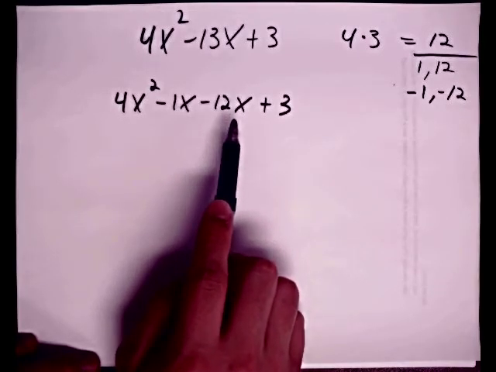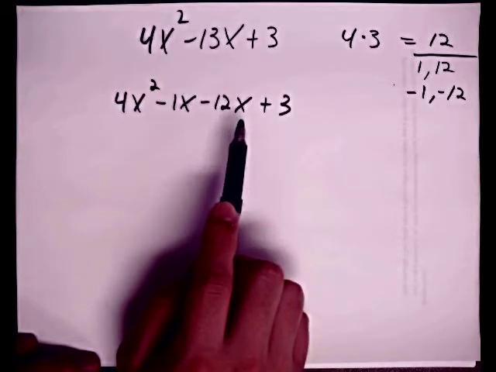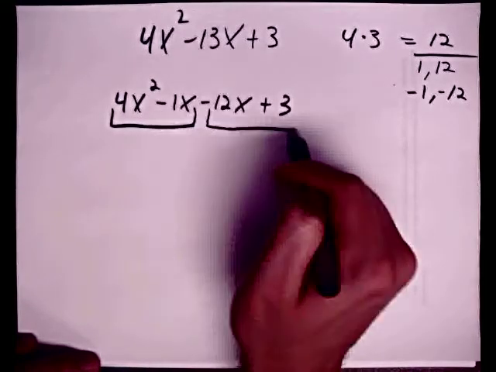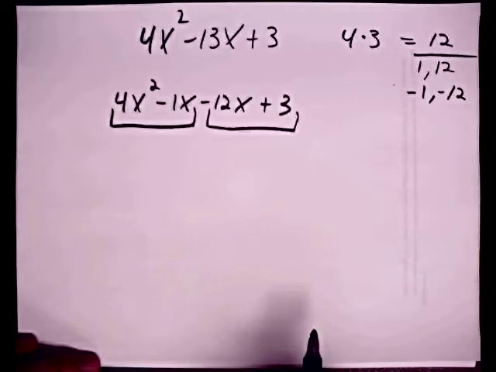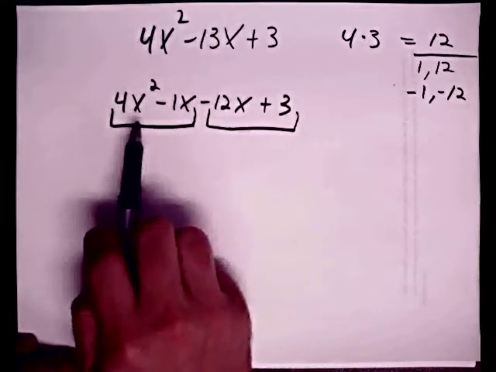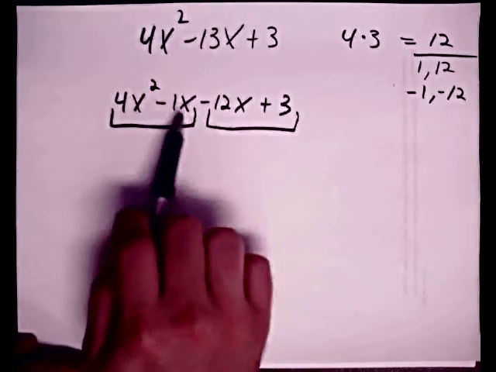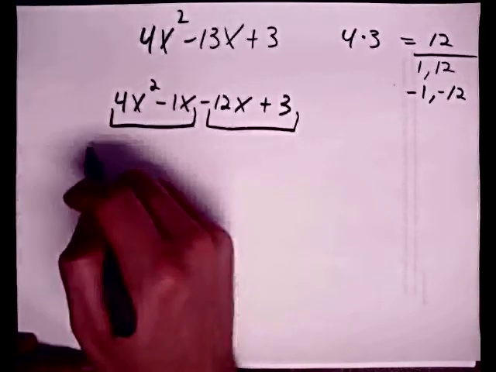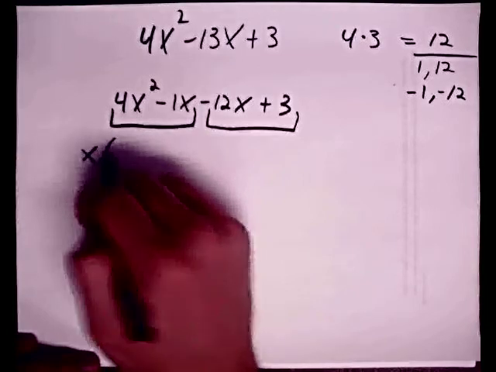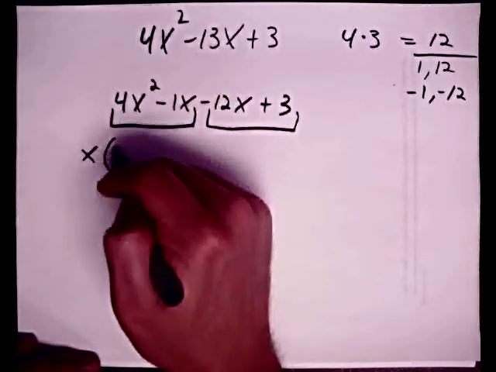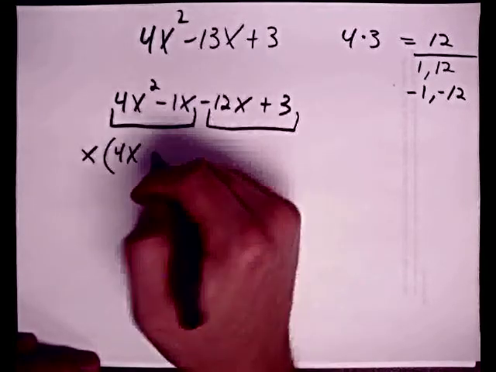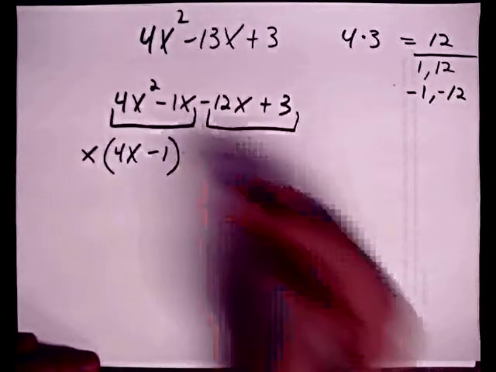So our last step is to now factor by grouping. To factor by grouping, what we want to do is take the first 2 terms, group them together, second 2 terms, group them together, and factor out what each group has in common. So my first group, 4x squared and minus 1x, 4 and 1 don't really have anything in common, but x squared and x, I can factor an x out of both of those. If I factor x out of 4x squared, I'm left with 4x. And if I factor x out of minus 1x, I'm left with minus 1.